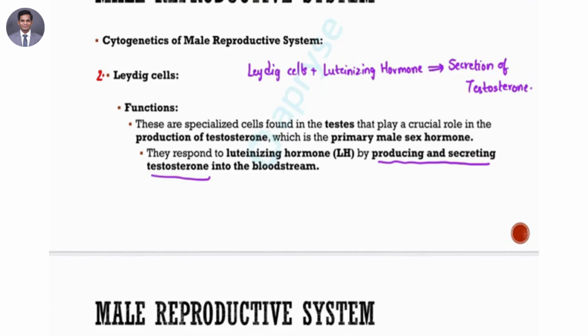So in summary, Sertoli cells are integral for supporting sperm production and are regulated by FSH. The second one was Leydig cells, which specialize in testosterone production and are regulated by LH. Both of these together help in the coordination and proper working of the male reproductive system. Is that clear?